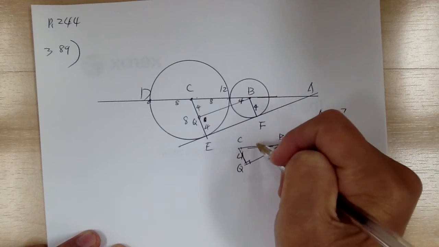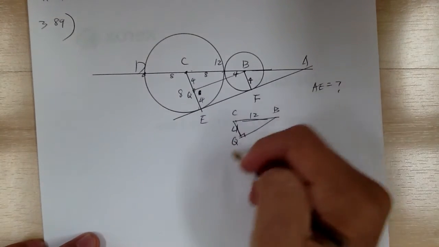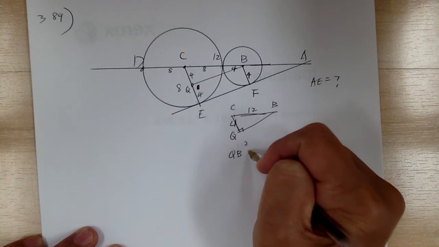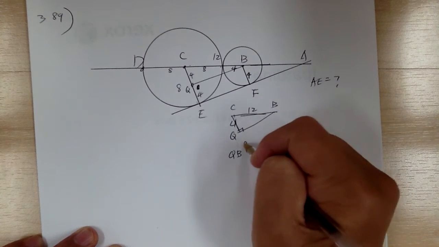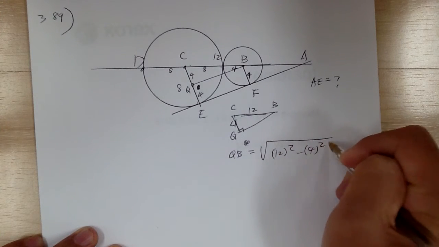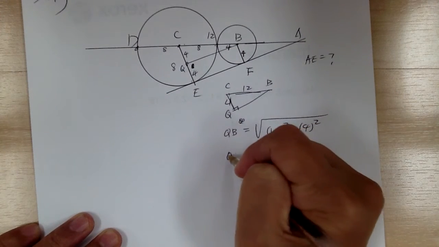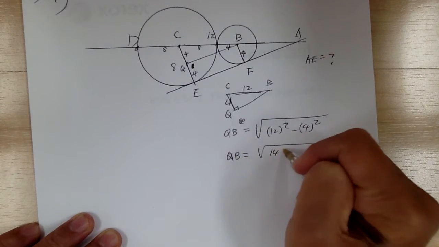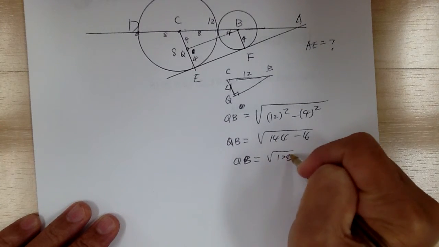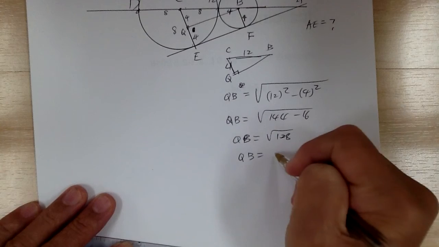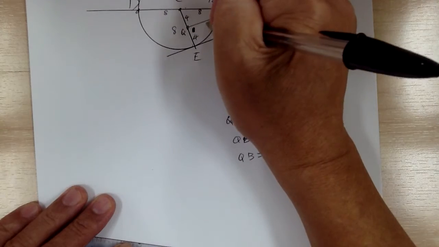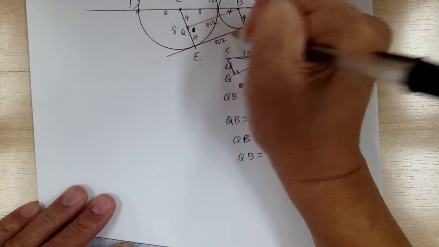And so you got 4 and 12. So use your Pythagorean theorem. QB squared would be 12 squared minus 4 squared. So QB equals square root of 144 minus 16. So QB equals square root of 128. So QB equals 8 square root of 2. Okay, so QB is going to be 8 square root of 2, and so this would be 8 square root of 2.